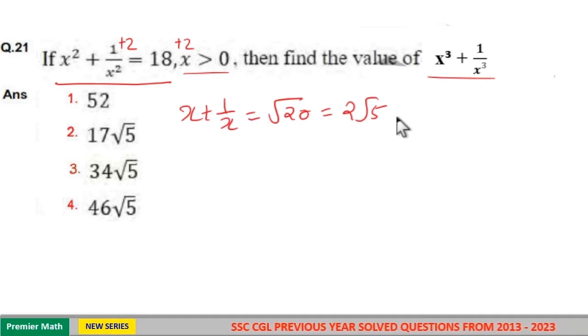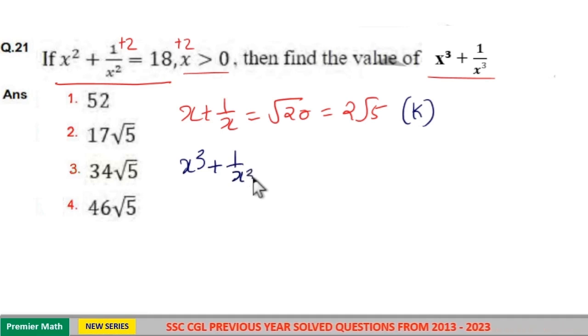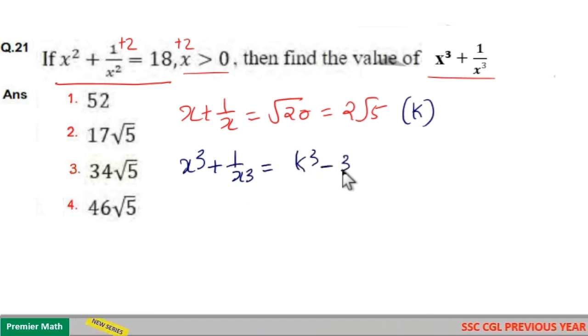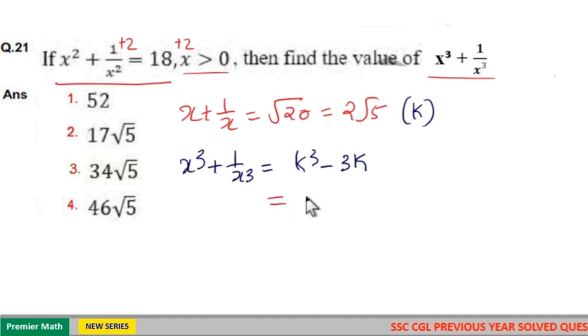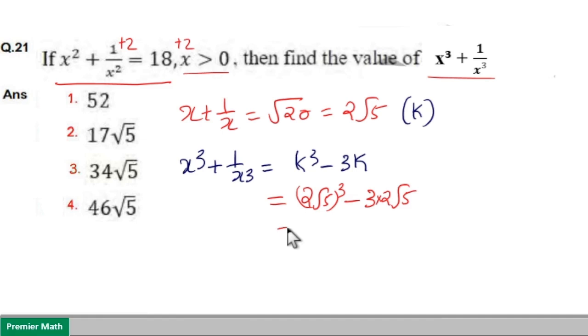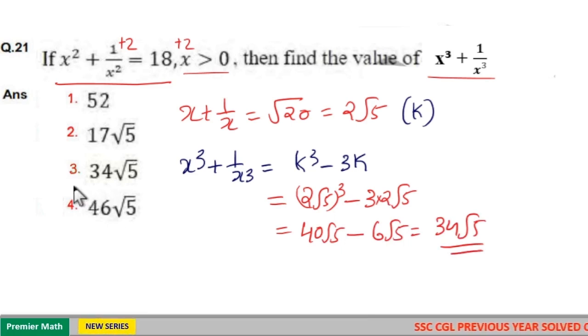Now if x plus 1 by x is equal to k, then x cube plus 1 by x cube is equal to k cube minus 3k. Here we need x cube plus 1 by x cube, where k is equal to 2 root 5. So (2 root 5) the whole cube minus 3 into 2 root 5. (2 root 5) the whole cube means 2 cube is 8, root 5 cube is 5 root 5. So 8 into 5 root 5 is 40 root 5, minus 6 root 5, which is equal to 34 root 5. Option 3 is your answer.